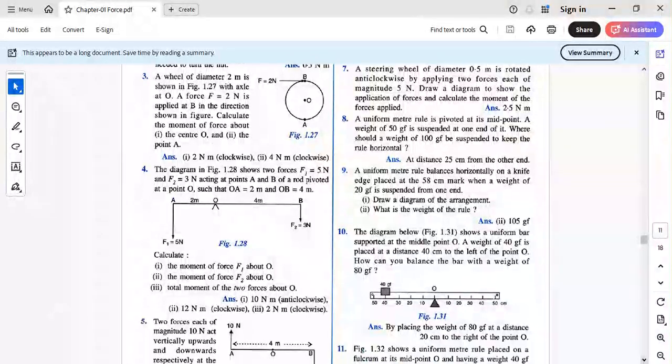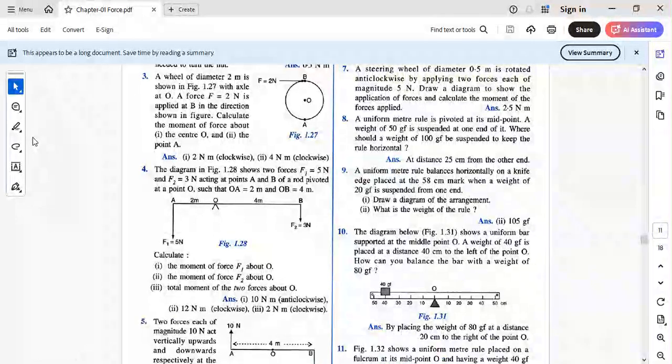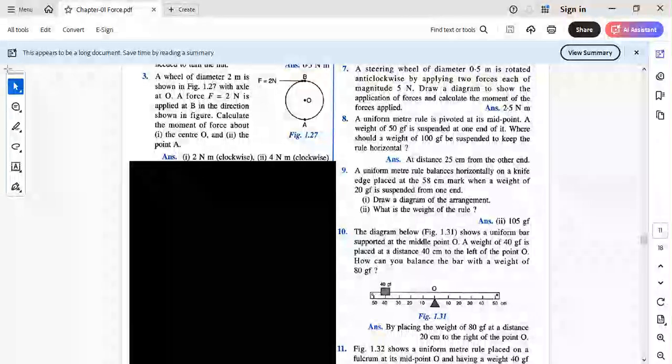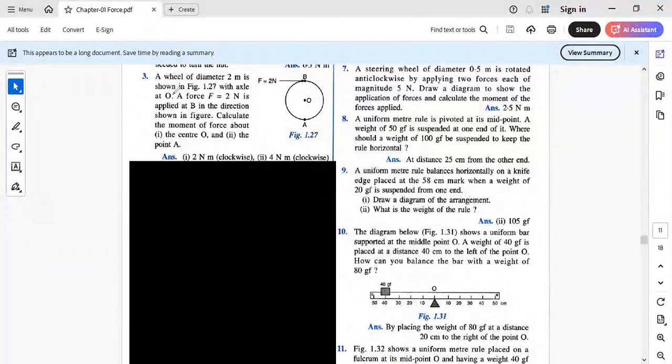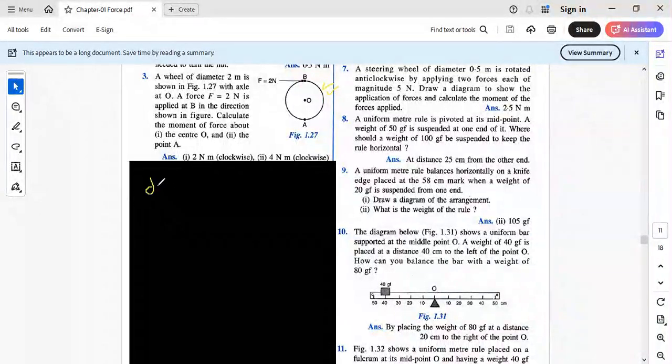As we move to the next question, the third question is again related to moment of force. So we'll do the same thing we did for the previous question. Let's block out the other question which is not required so that we know where we have to concentrate. So we'll start with the third question. The question goes like this. It says a wheel of diameter, so you can see this is the wheel available with us. The diameter is available, which is 2 meters.